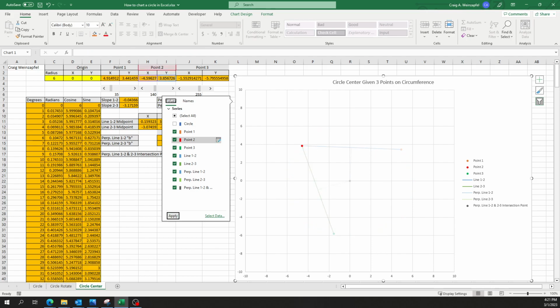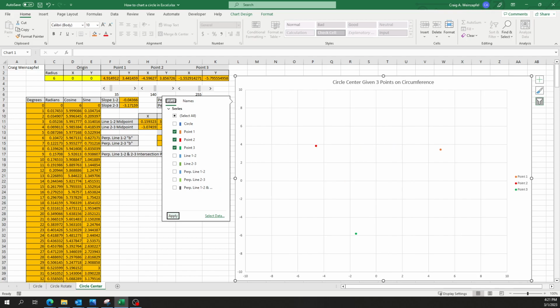and you wanted to find, get rid of all of these, and you wanted to find the center. And that's all you had.